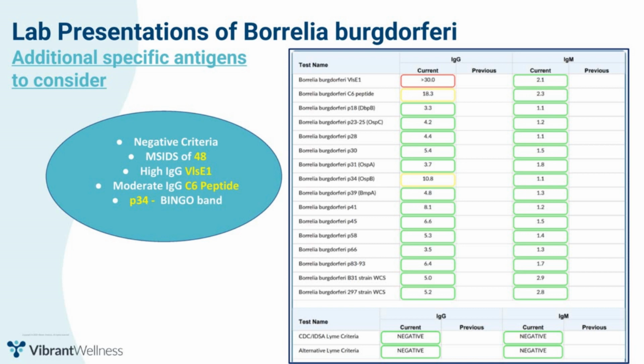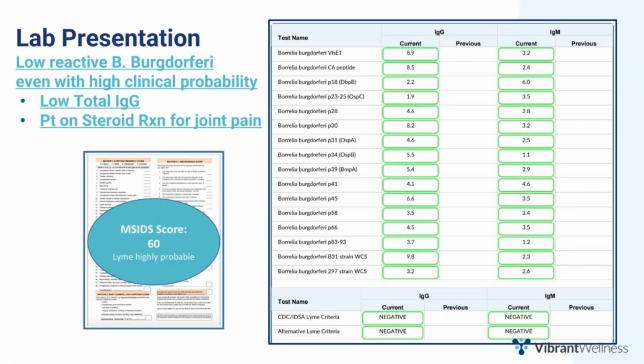So that's where the critical thinking comes in. And it's not just a quick glance, oh, it says negative and moving on. You need to be able to kind of pull out these really important little pieces of what these little bands mean and what these bingo bands and highly specific bands mean. And what about this patient?